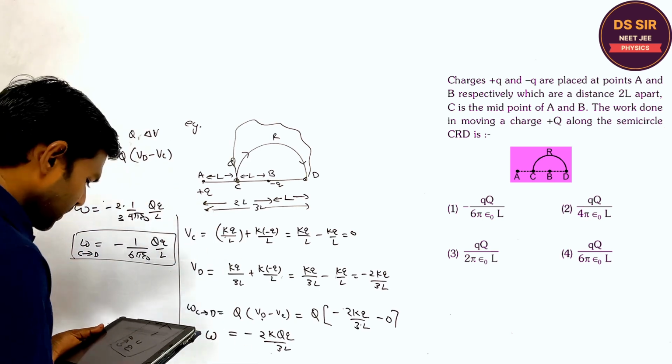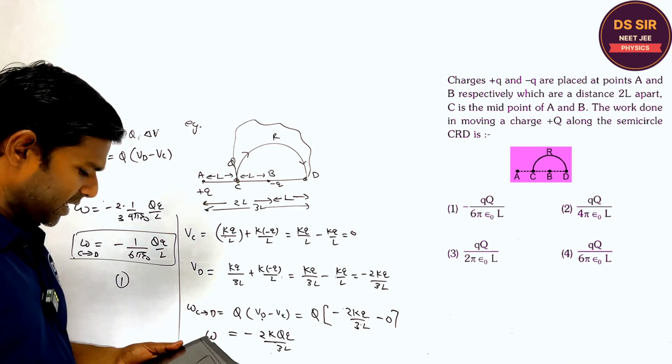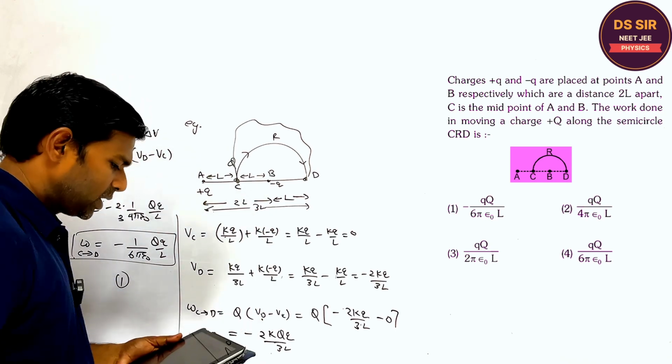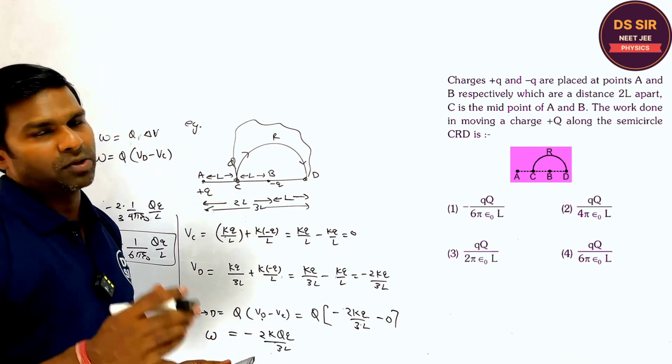Is it clear? So which option is the correct option? The first option is the correct option, right? So this is the solution, and this is the question of the AIPMT 2007, right?